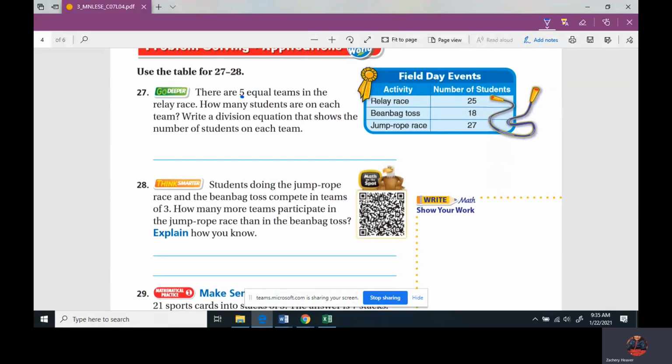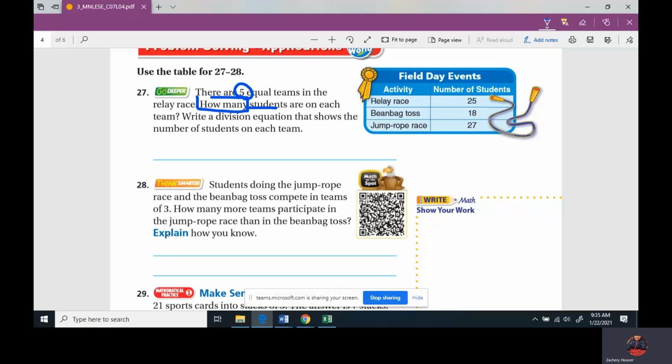There are 5 equal teams in the relay race. Okay? 5 equal teams in the relay race. How many students are on each team? Write a division equation that shows the number of students on each team. So, there's 5 equal teams. How many students are on each team? So, write a division equation.